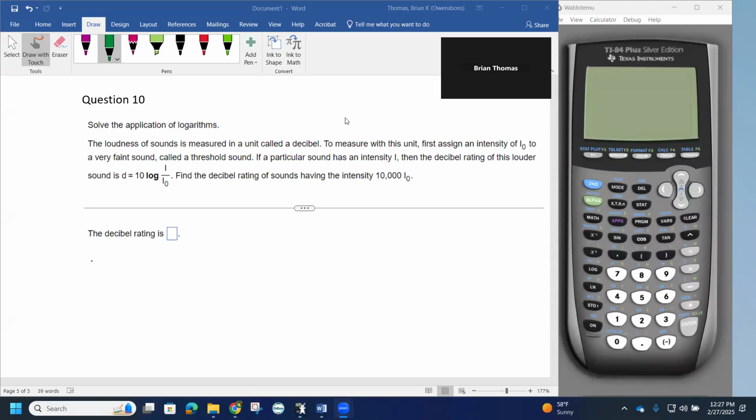So working with applications involving logarithms. Let's see if we can read this one through. The loudness of sounds is measured in a unit called a decibel.